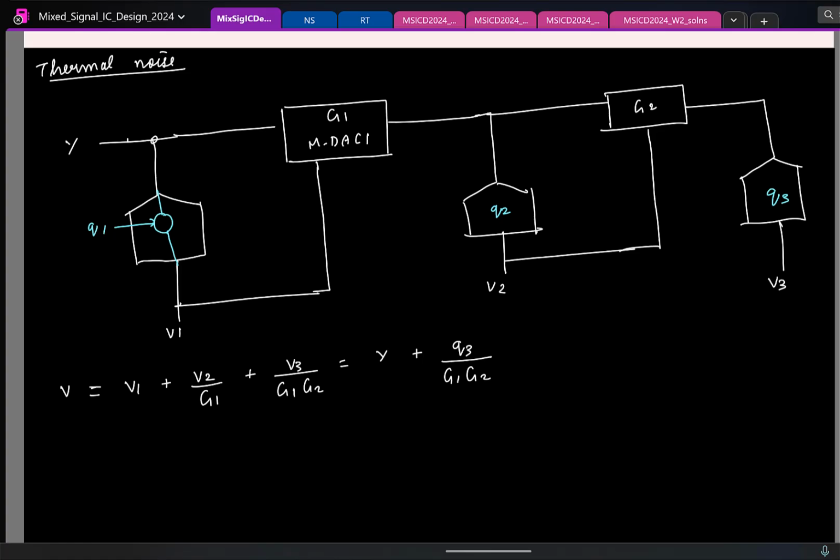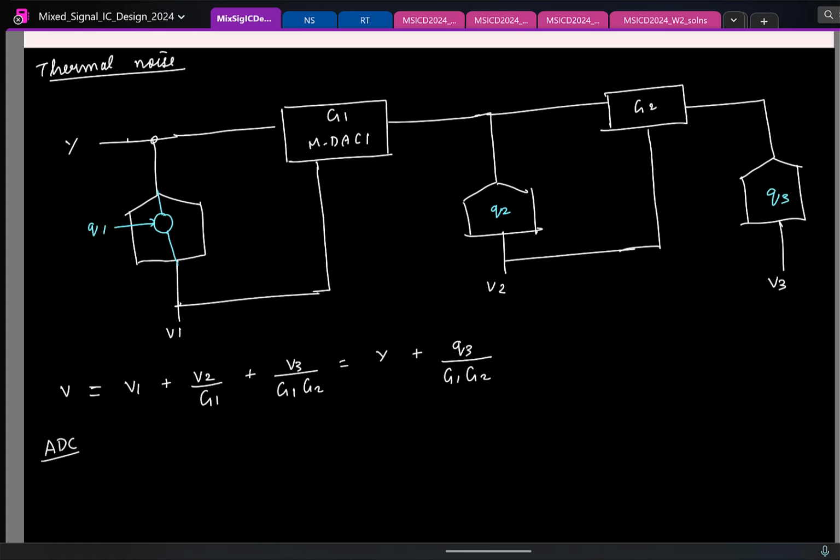So tell me which all blocks can add noise here? The ADC can add noise, and these are the two things, and both of them add noise. Remember, anytime you make something with a transistor or resistor, there will be noise. That's all. Something you can't escape from. So let's first see what happens due to the noise from the ADC.